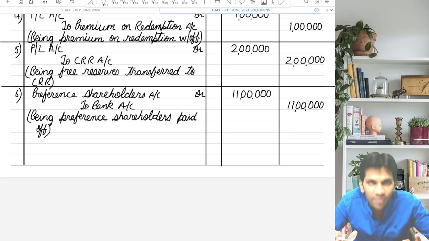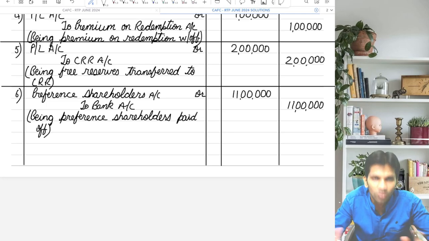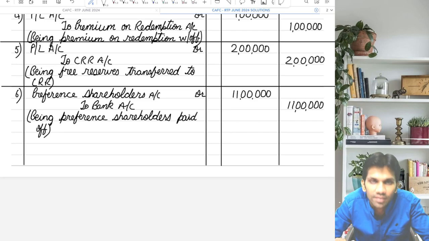That's it. We have completed redemption of preference shares also here. Third important topic as far as the new syllabus is concerned. We'll go for the next topic that will be discussed now.